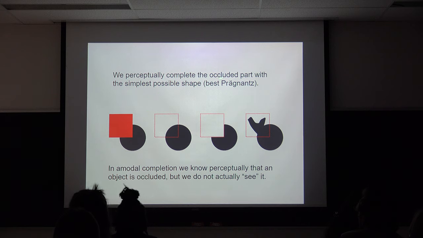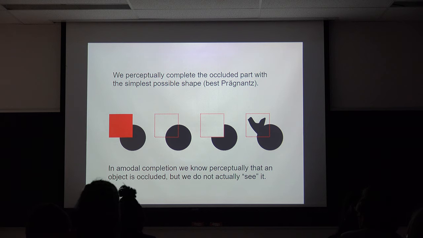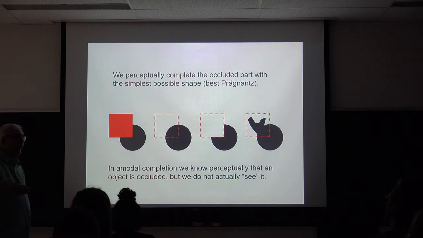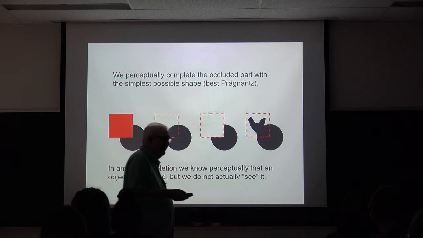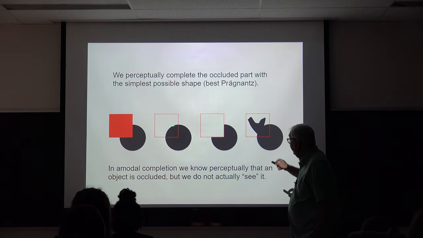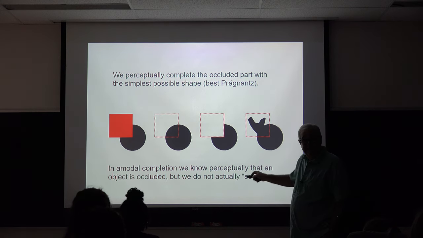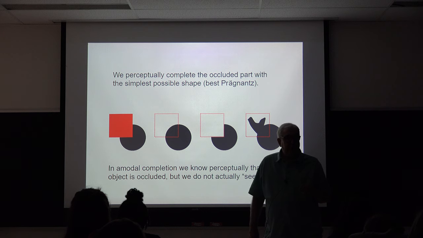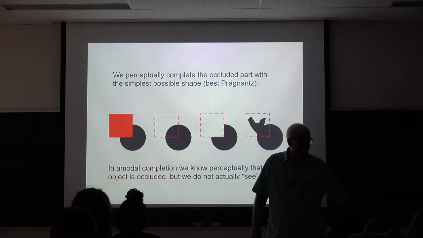So this is called amodal completion, and the interesting thing about amodal completion is that everybody sees this as a circle, but at the same time, they're well aware that they can't see the hidden parts. So they know, I can't see this part back here, but I know it's there. We're going to distinguish that from modal completion, which I'll tell you about a little later, where you actually see a figure that isn't there.